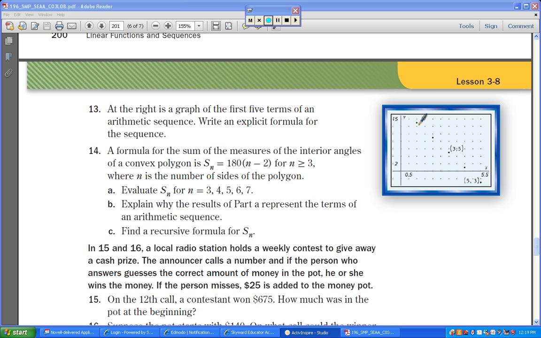Because these are in between dots, I can't quite tell what the first term is. Okay, so I have -3 minus 5 all over 5 minus 3. -8 over 2, which is -4. So every time here I'm going down 4 over 1. We could go ahead and find the equation of the line, but I don't think that's necessary. Each time the change is 4, so I'm going down 4 each time.